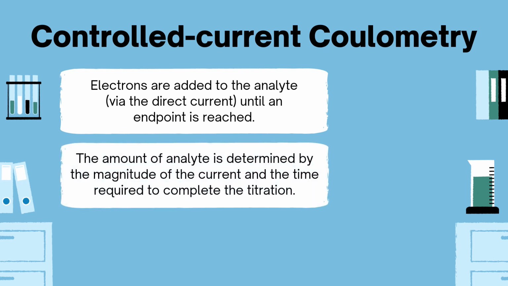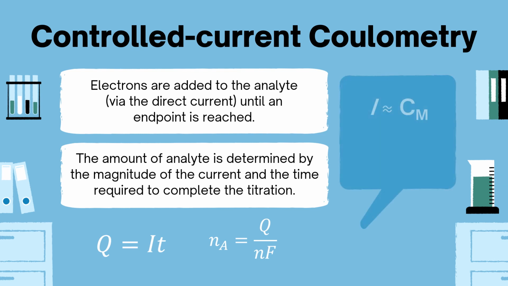The amount of analyte is determined by the magnitude of the current and the time required to complete the titration, wherein the magnitude of the current in amperes is analogous to the molar concentration of a standard solution, and the time measurement is analogous to the volume measurement versus volumetric titrimetry.